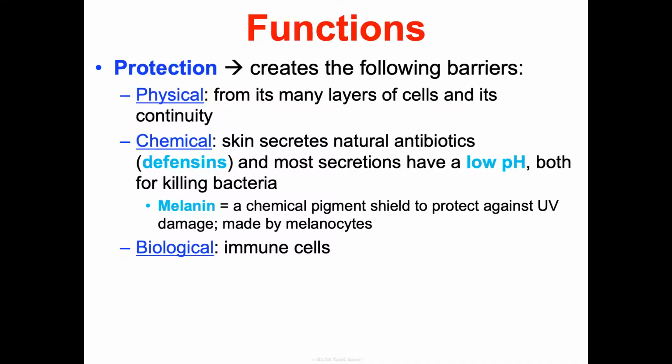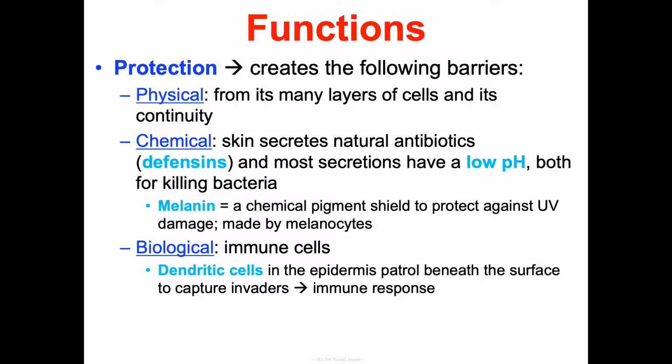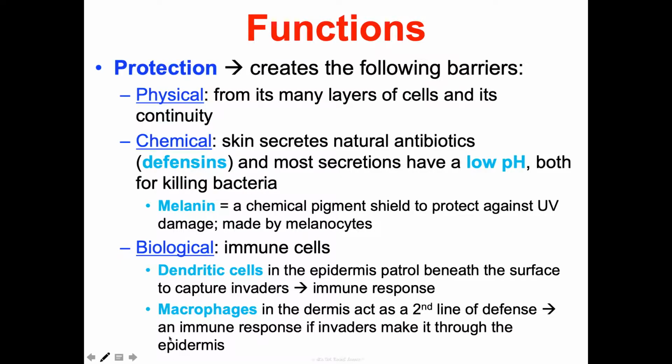And then lastly is a biological barrier. Think, bio means life. So immune cells are living. There are immune cells in your skin that help create a barrier and protect and help work with the immune system, so again, these will come up again in concept 3. We have the dendritic cells in the epidermis, which patrol beneath the surface. They help to capture any invading foreign substances and initiate an immune response. And then macrophages, that word literally breaks down to big eaters. In your dermis, they are part of your second line of defense in your body, and they'll also initiate an immune response if invaders make it through the epidermis and to the dermis and they catch them.